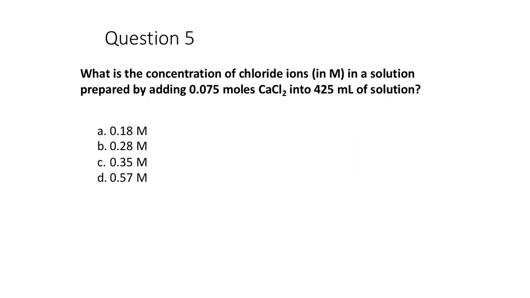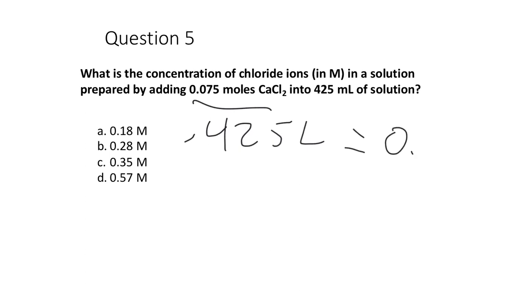What is the concentration of chloride ions in a solution prepared by taking 0.075 moles of calcium chloride and dissolving that into 425 mL of solution? The concentration of CaCl2 would be 0.075 divided by 0.425. So if I take this number of moles here, divide by 0.425 liters, and calculate, that gives me about 0.176.